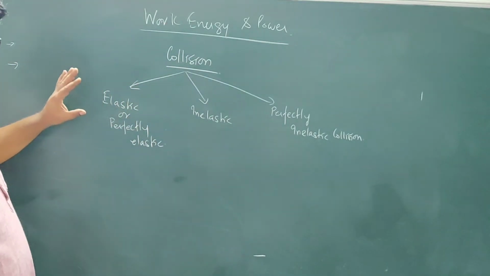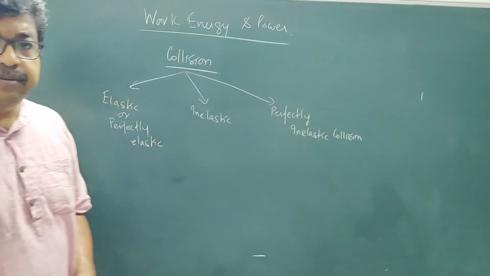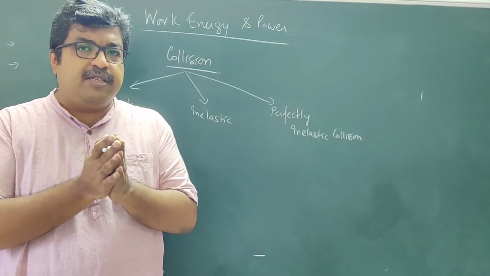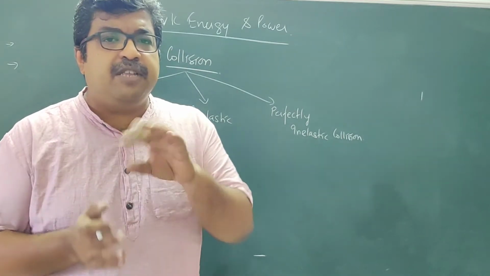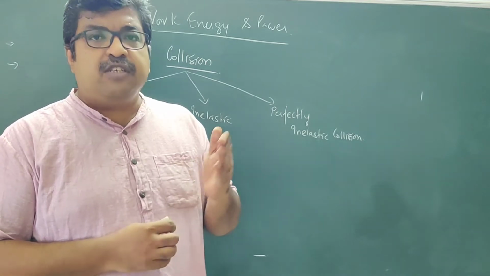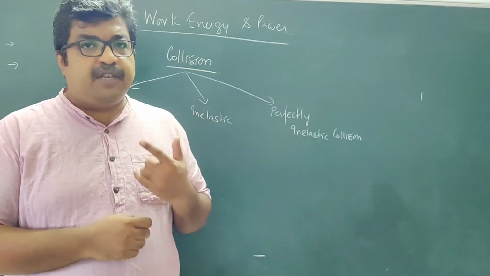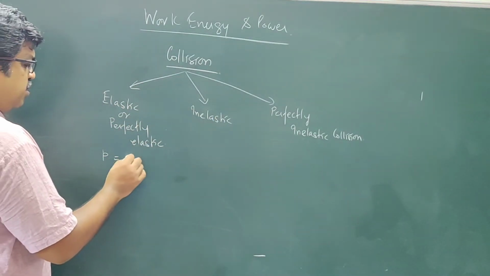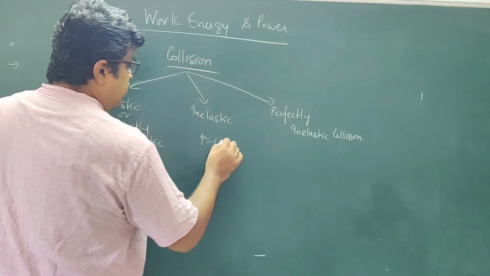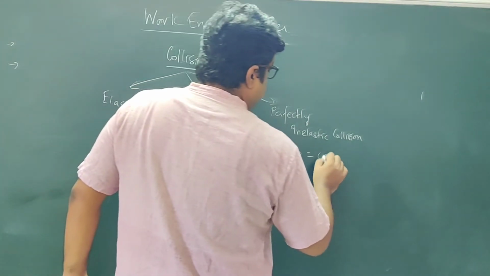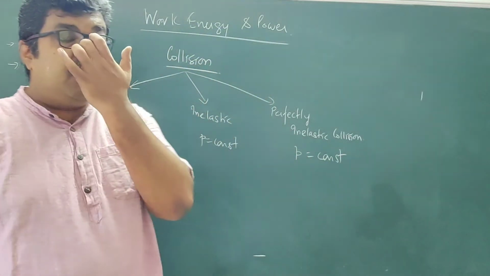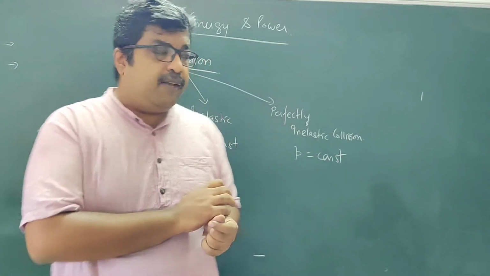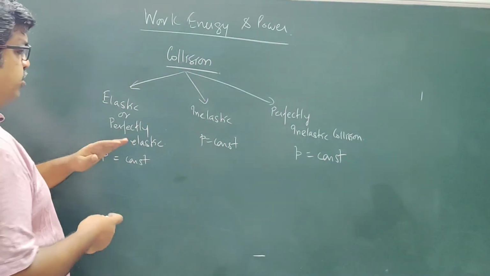Okay. Now, what is the similarity between all the three types of collision? When collision occurs, that is because of mutual interaction between the colliding particles. That means there is no external force involved. Now, since there is no external force involved, momentum will be conserved. So, whatever may be the type of collision, momentum is conserved. P is constant, P means momentum. What do you mean by P is constant? It means total momentum before collision will be equal to total momentum after collision. Okay. So this is one condition.